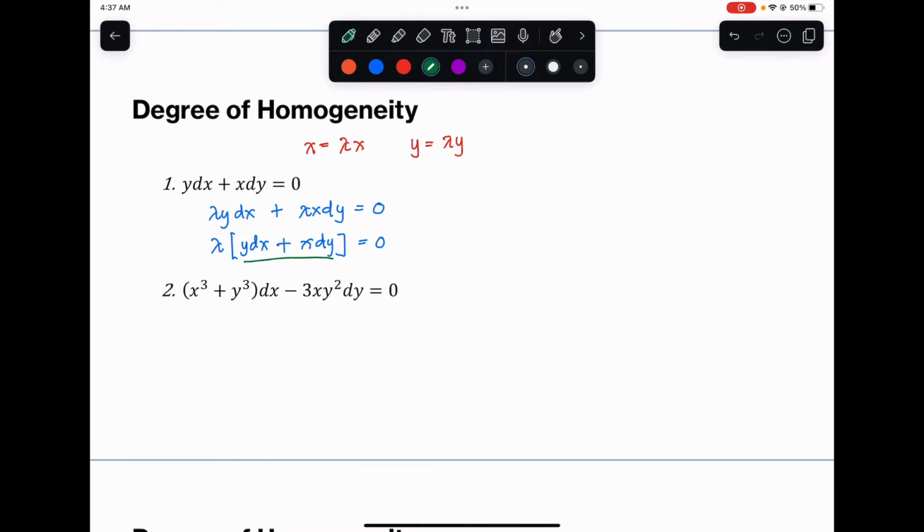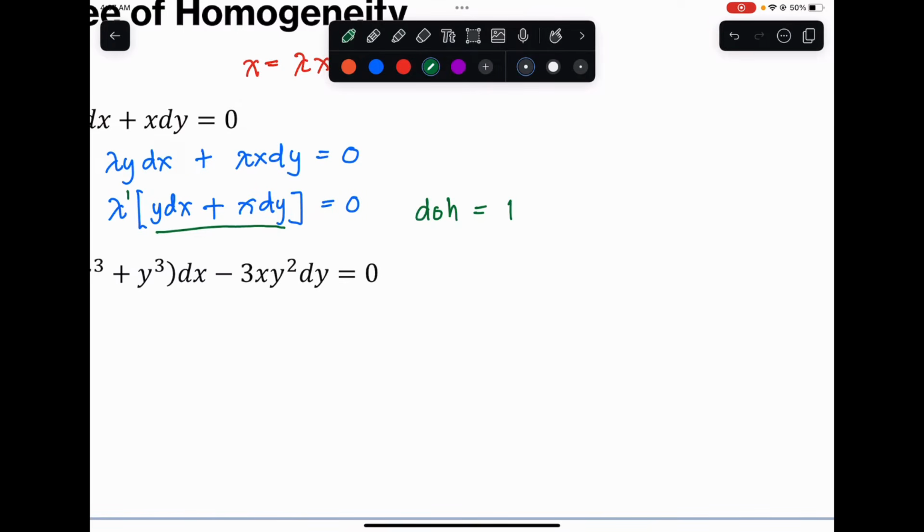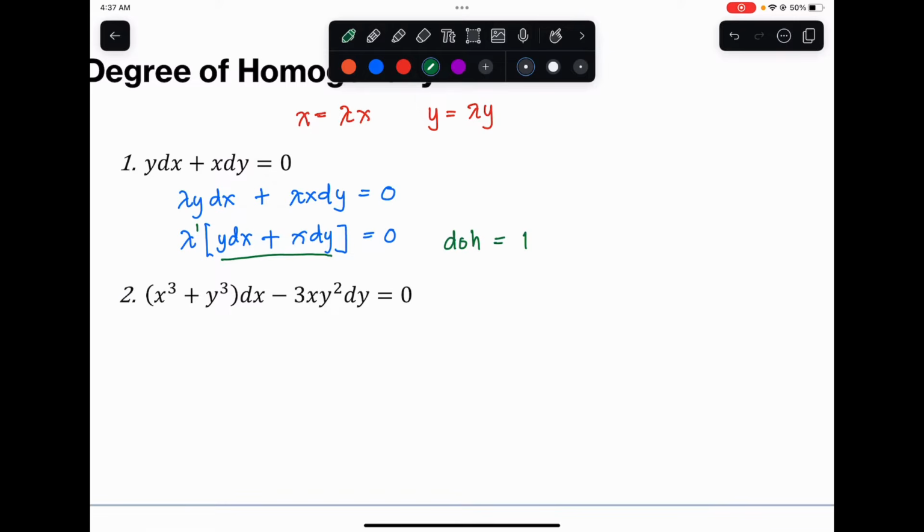The degree of homogeneity is equal to 1, because the power of lambda is just 1. That's how we classify if it is homogeneous or not. By changing x to lambda x and y to lambda y, and afterwards, if we can factor out the lambda, regardless of the exponent of lambda, that makes it a homogeneous equation. But if we cannot factor out lambda from the differential equation, that makes it non-homogeneous.